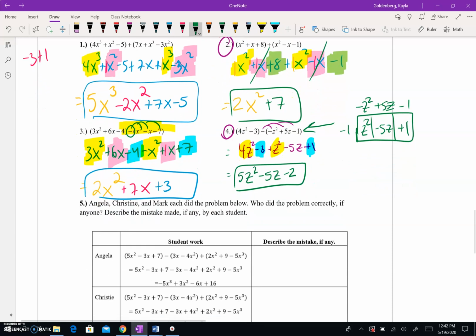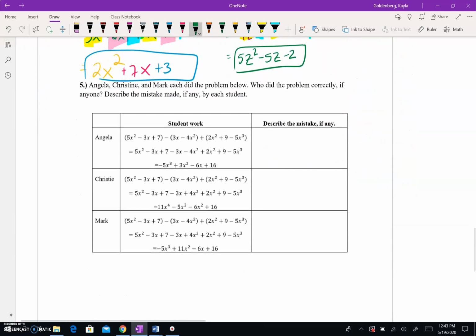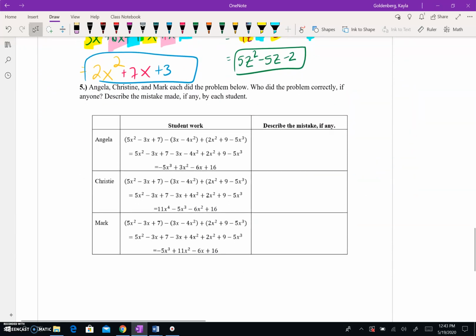So you can think about it that way if that helps you see the negative sign being distributed to each term. Our last problem is just a little bit of an application, kind of like a word scenario, looking for the mistakes. So Angela, Christine, and Mark each did the same problem below. Who did the problem correctly, if anyone, and say if there's any mistakes for each of them. So I'm going to look through Angela's, and I'm going to try and walk through what mistakes she made, if any. And then what I want you guys to do is try Christy and Mark.